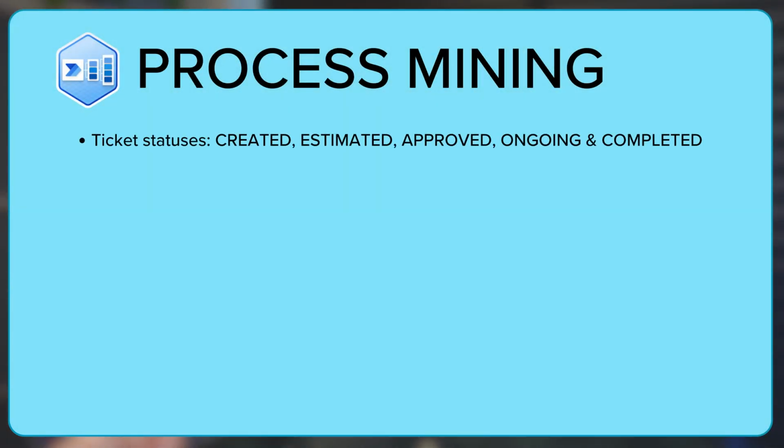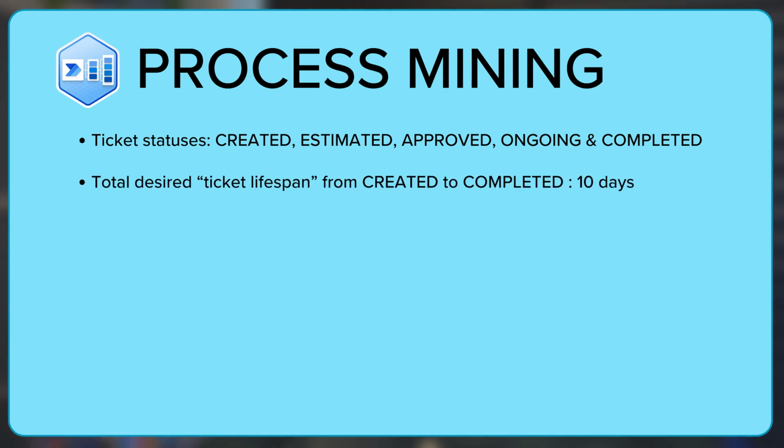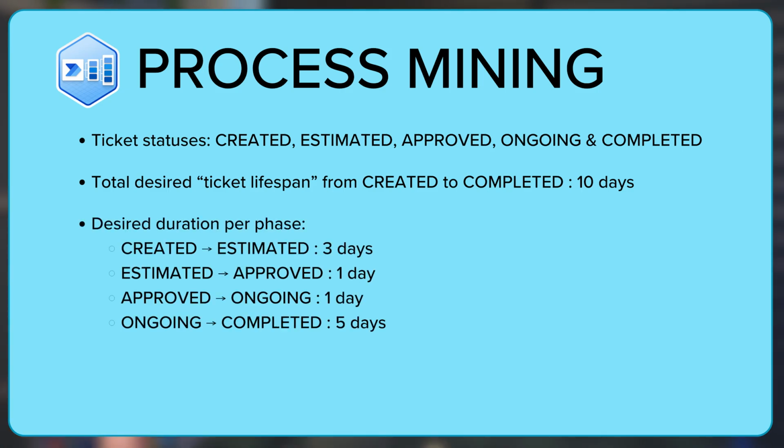They have all progressed through all the different ticket status phases, and they have now all reached the final status of completed. And let's also say that our desired ticket lifespan, so literally from the first status of created to the last status of completed, in total is 10 days. So we have 3 days for that first phase, 1 day for the second and the third one, and 5 days from the ongoing status to completed. Since we are literally handling their support tickets, we have also agreed to this with our customers.